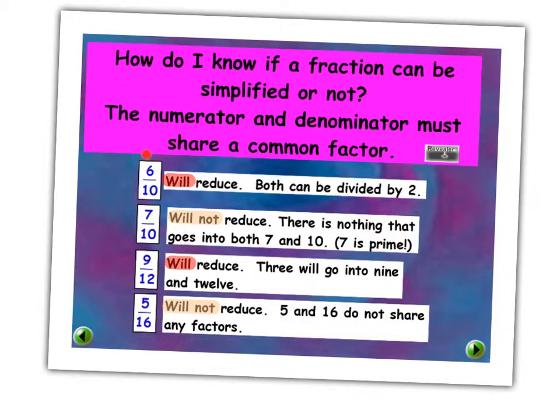We talked about how 6/10 will reduce because both numbers can be divided by 2. 7/10 will not reduce because no number is divisible by 7 and by 10 evenly. We can't divide by 7 and 10 evenly. 9/12 will divide. We can divide both those by 3. We can divide 9 by 3. We can divide 12 by 3. 5/16 cannot be reduced.